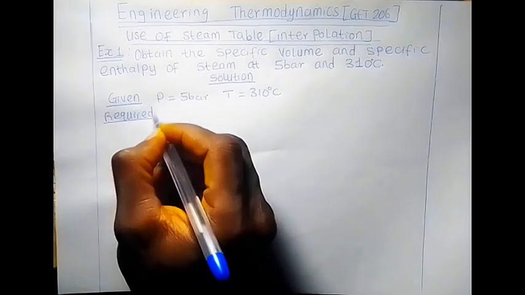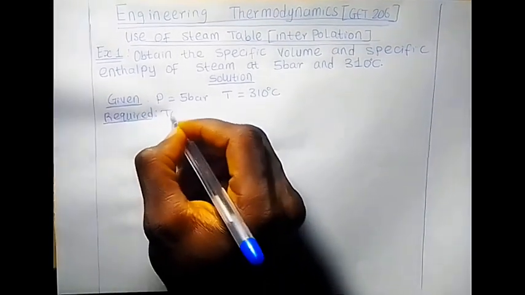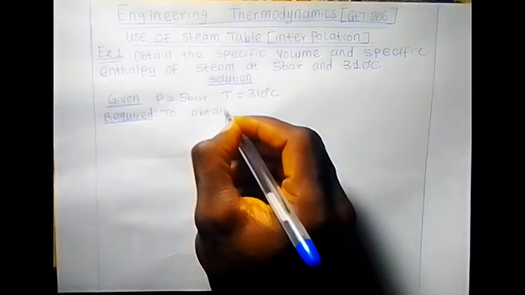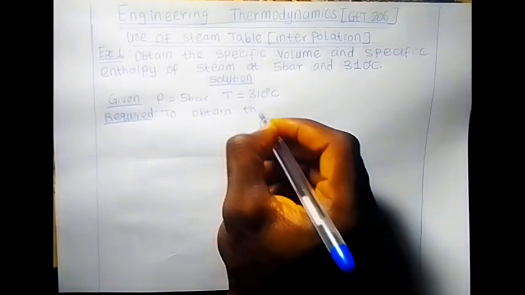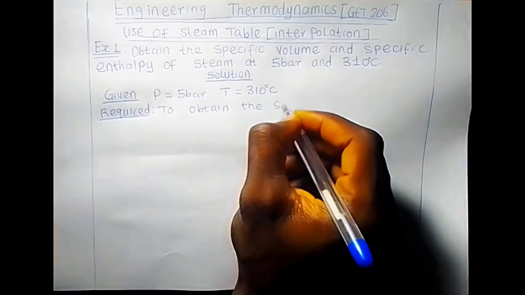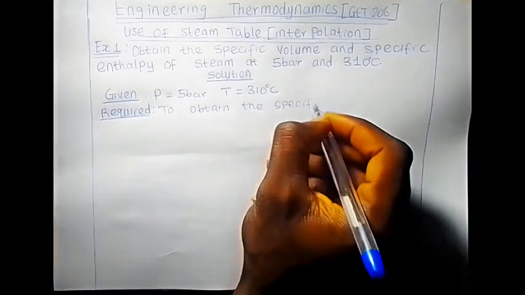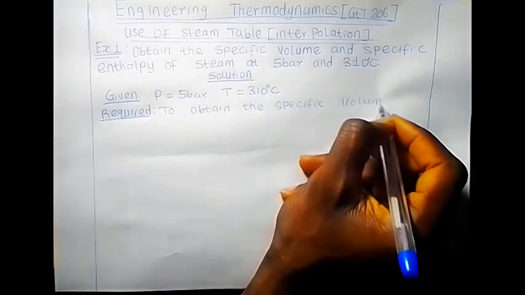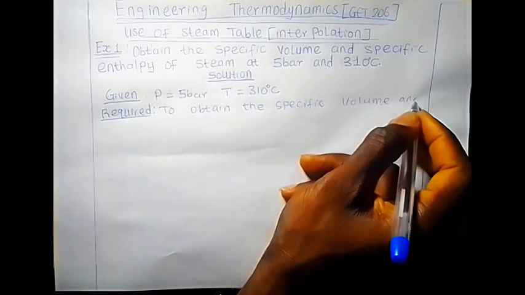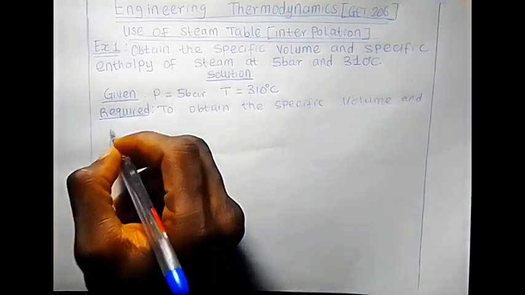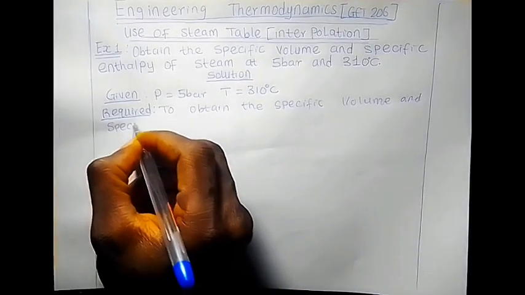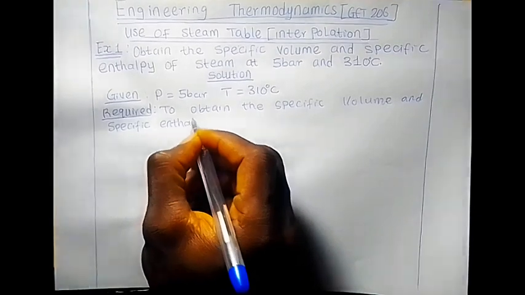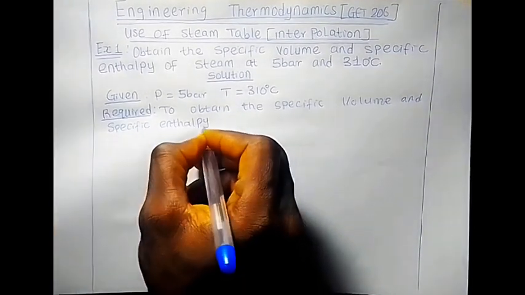So this is the proper exam structure. The required is to obtain the specific volume and specific enthalpy. So these are the two things you need to get out.